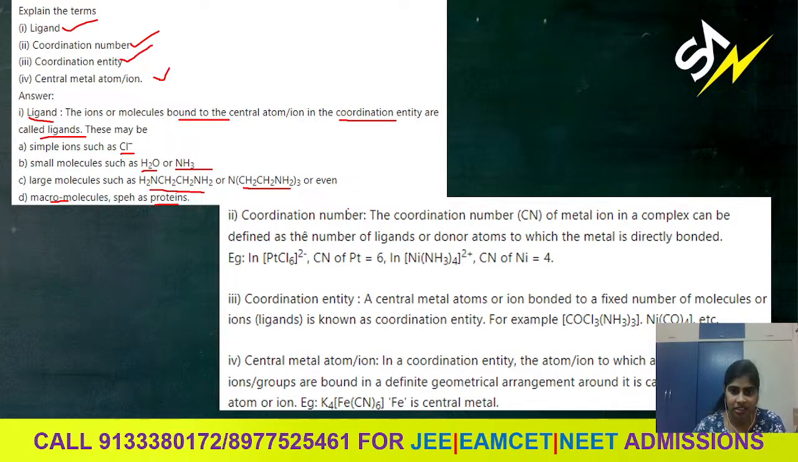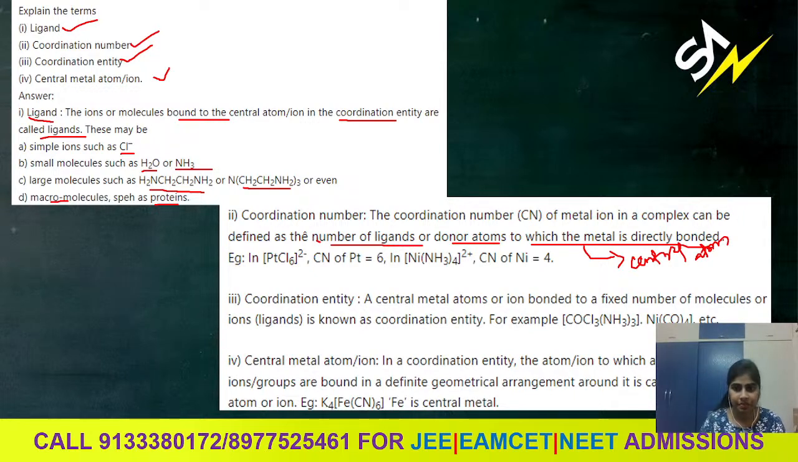Next, what is given? Coordination number. So what is coordination number? The coordination number of the metal ion in a complex can be defined as the number of ligands or the donor atoms to which the metal is directly bonded. Observe, understand the formula. To which the central atom is bonded, the number of ligands or donor atoms which are directly bonded to the central atom, that defines the coordination number.